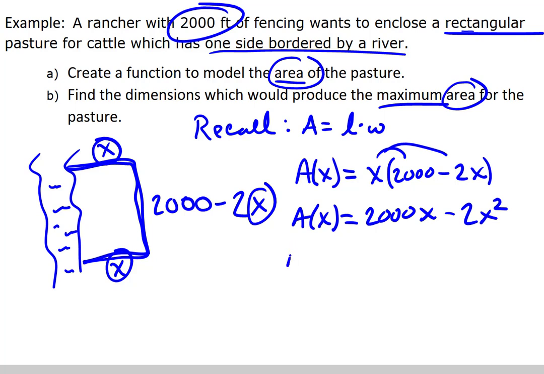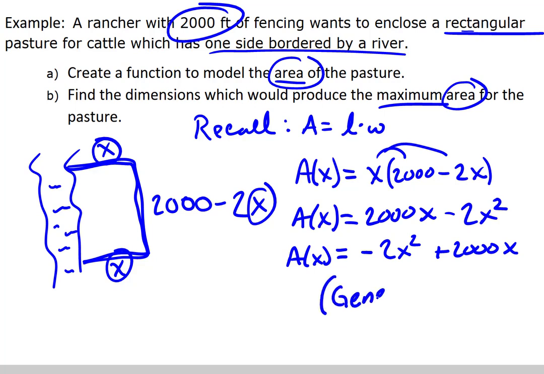And it'll look more familiar if I rewrite it one more time, but put it in descending order. So I'm going to put the squared variable term first and make this negative 2x squared plus 2000x. This is what we have been seeing and calling general form. We've been using a couple different forms of quadratics, but this is a general form quadratic function.